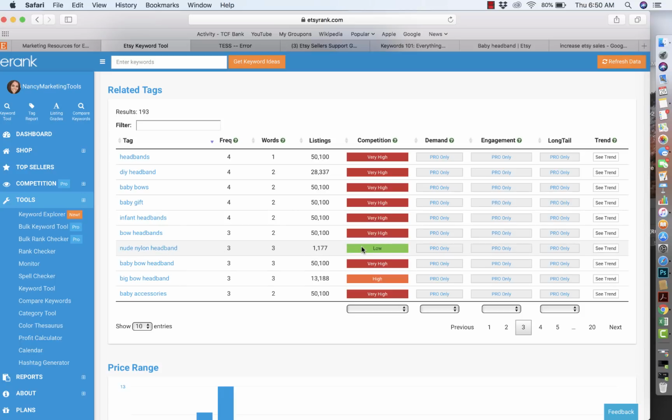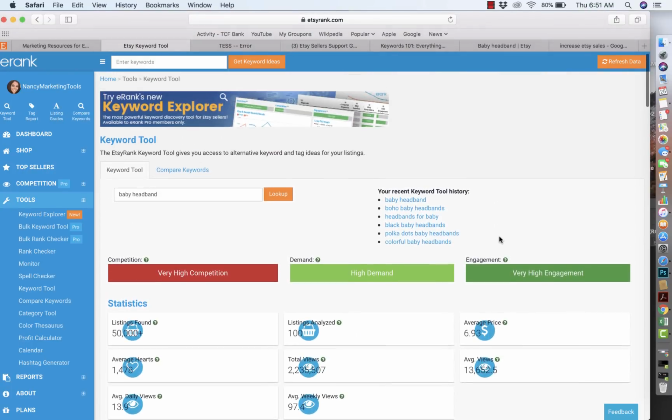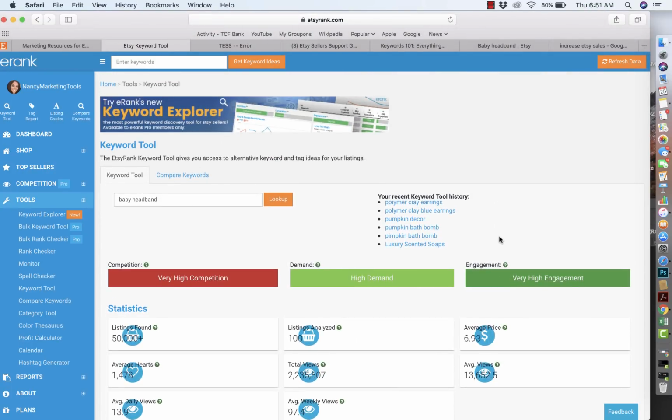You see, it's low competition, so if you have one that's nude and it's nylon, this will be a good keyword for you. But it's just doing that research. It's really spending the time looking for keywords, because keep in mind, keywords is what people search for when they find your item.